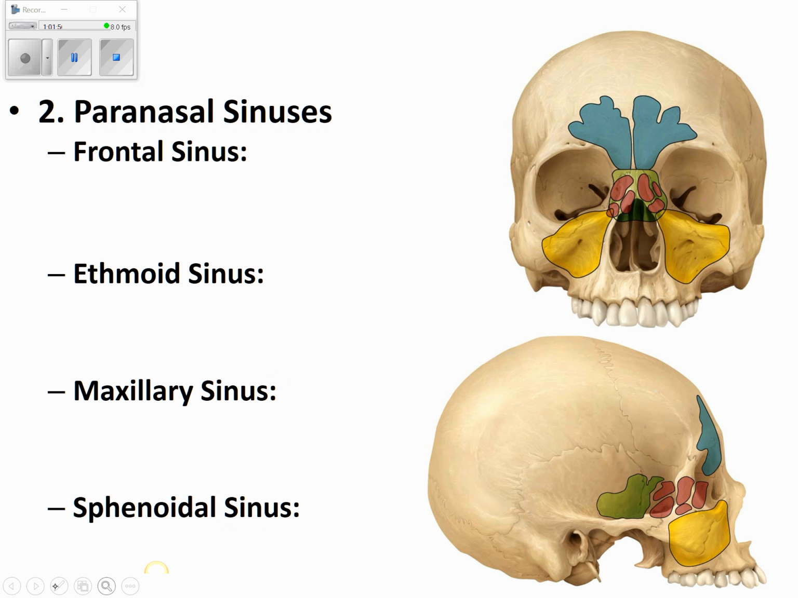Okay, so first we have here the different sinuses. Of course you have the frontal sinus, and that's going to be coded here. I'll put F for frontal. Your description of those would just be superior to the eyes.